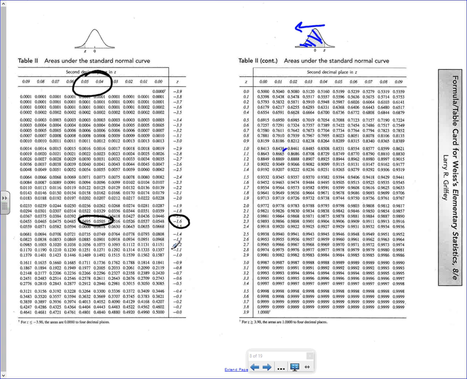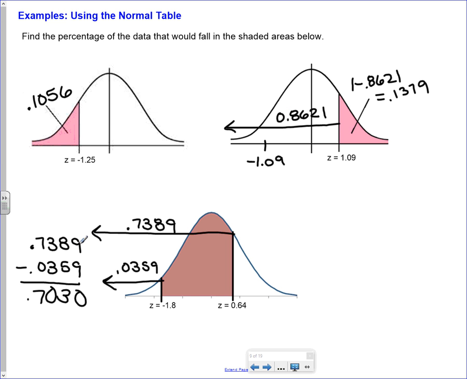So see, we have negative 1.2 here, and 5 is here, 0.05. So this is the first decimal place, this is the second decimal place. So we're going to go down here, and this would be our answer, right? Because we're at negative 1.25. So 0.1056. And that's how we get that answer right there.